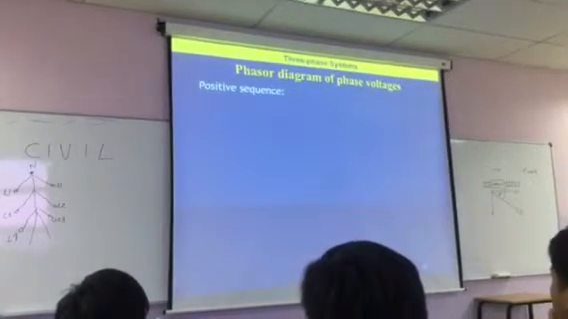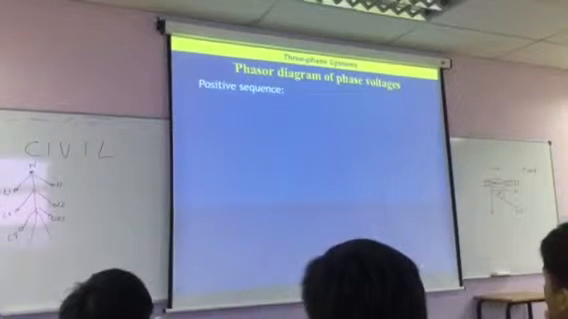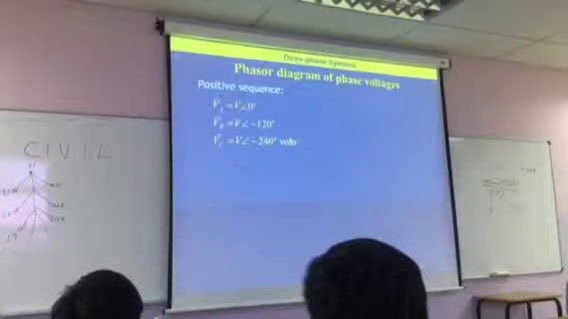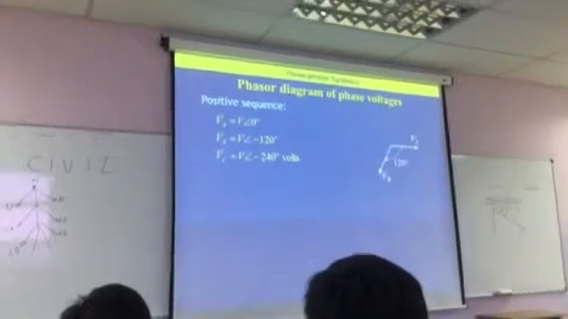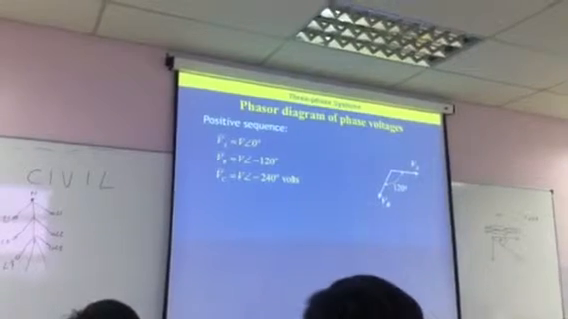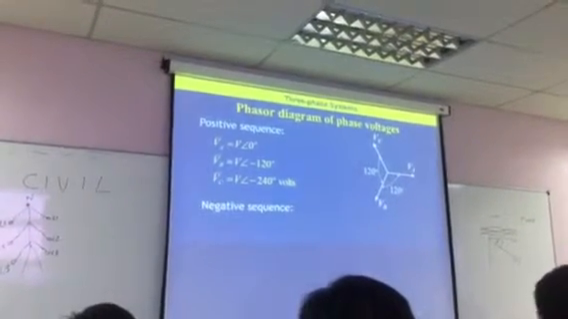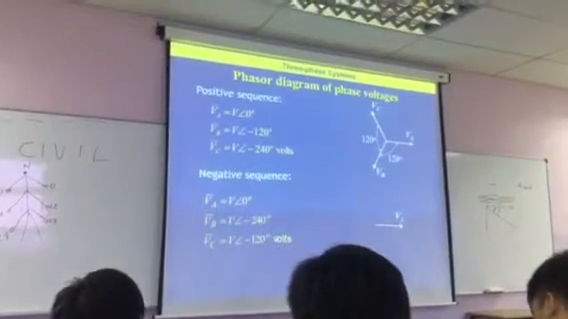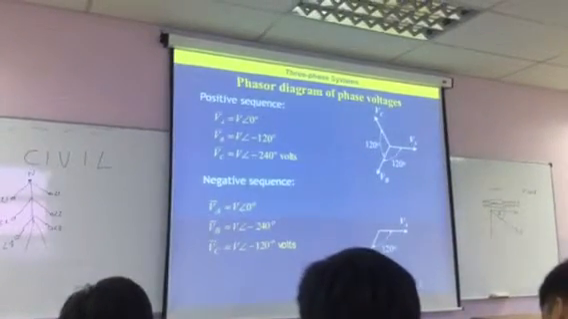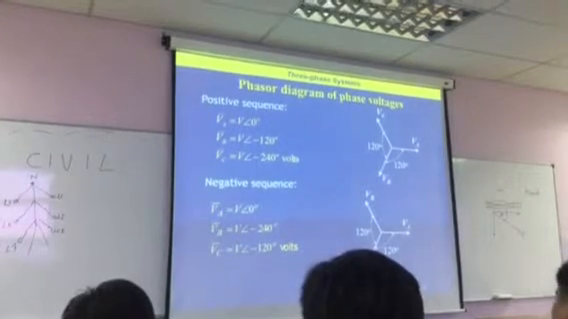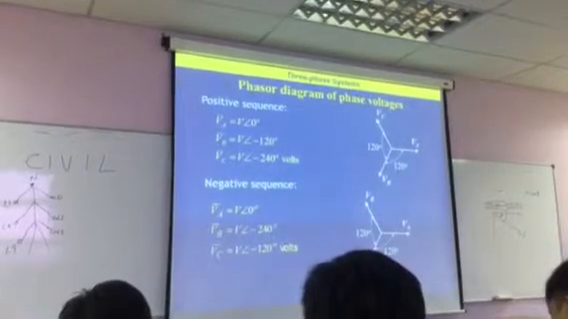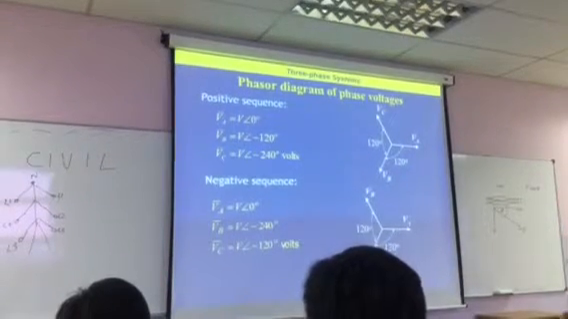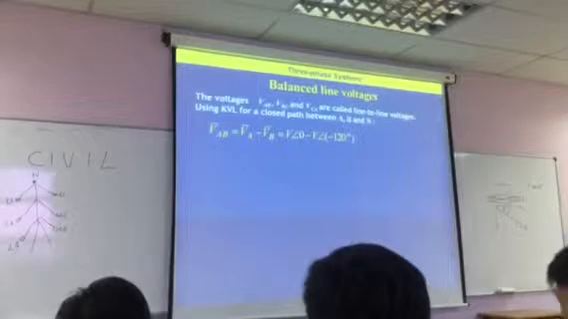If we look at the phasor diagram, we've got VA, VB, VC. There we have VA, there we have VB, and there we have VC. For the negative sequence, there we have VA, now VC, and there we have VB. They don't look too different, do they? It's all to do with the connection. But as I say, positive sequence and negative sequence for our three-phase.